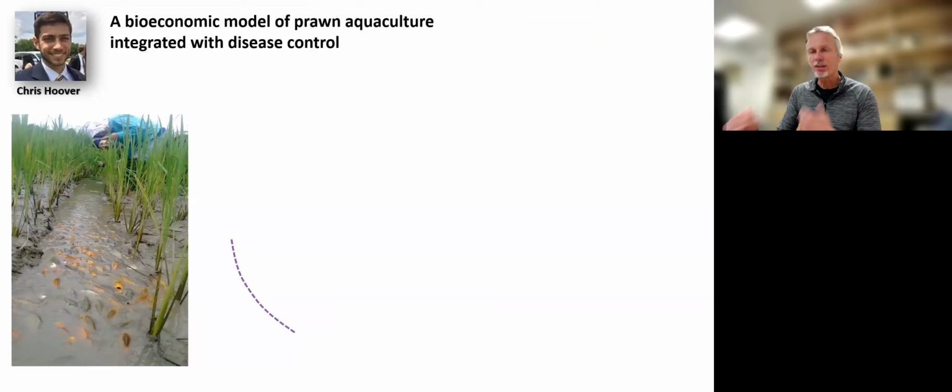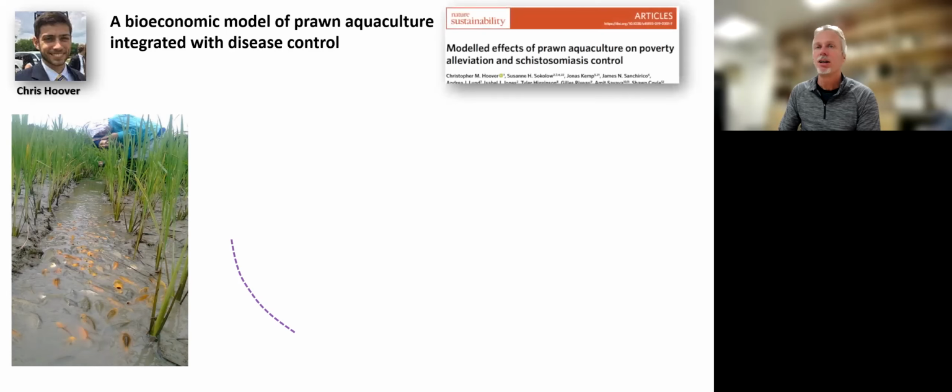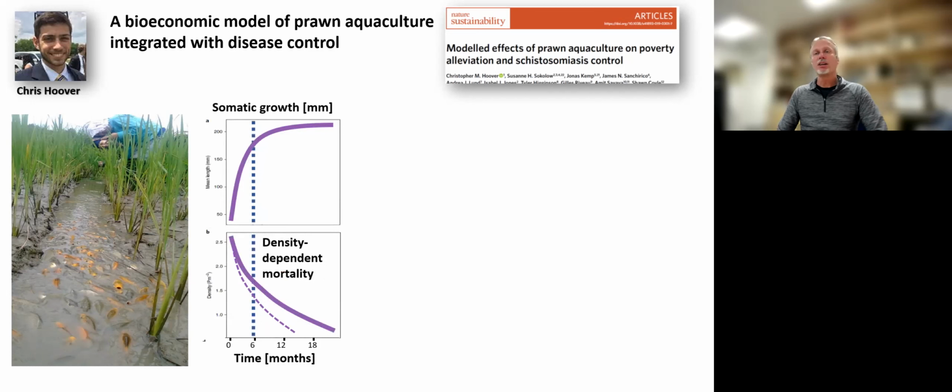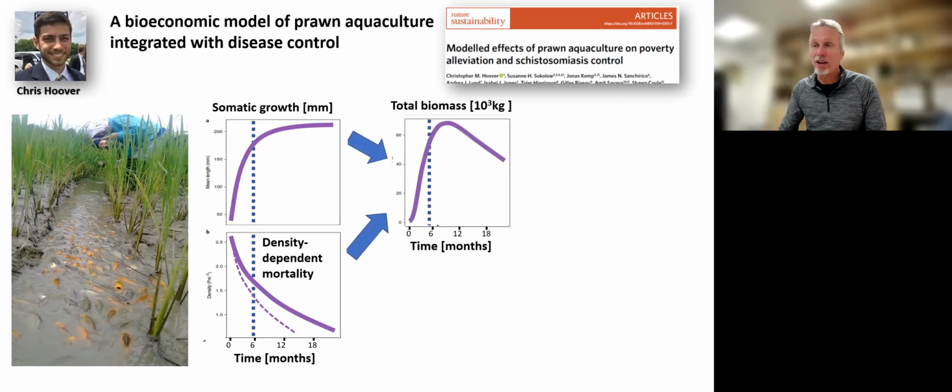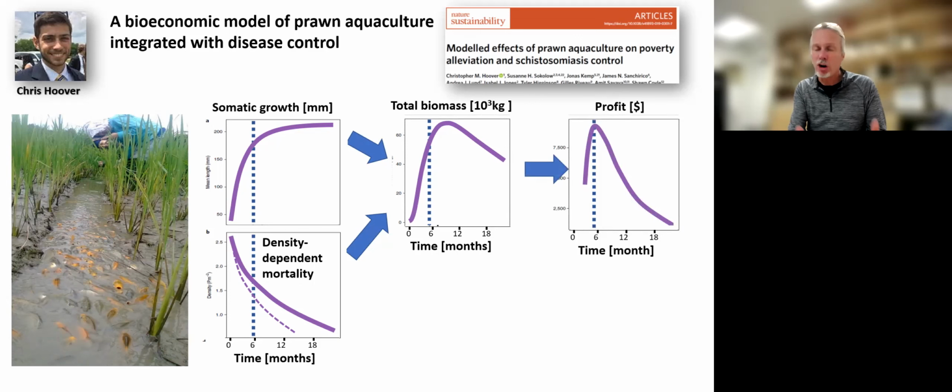And so we started to think whether we could develop a bioeconomic model of integrated prawn aquaculture and disease control. This is work that we've done with a former graduate student at UC Berkeley, Justin Remais, who also works in our lab. Here we basically develop an aquaculture model in which you look at somatic growth, so how fast prawns grow, and density-dependent mortality. We integrated them to have a function of total biomass over time, and we then use information on the cost of management and the market value of the harvest every few months.